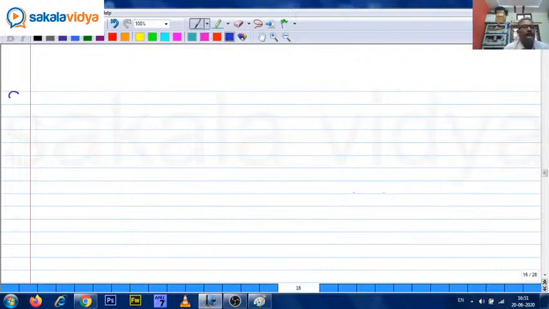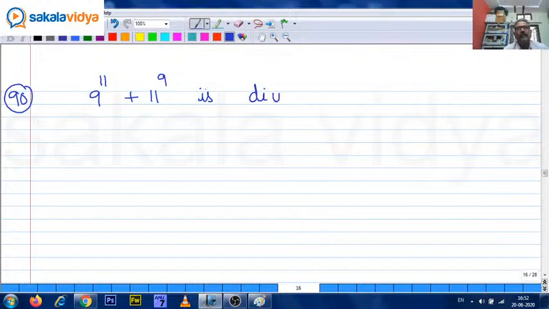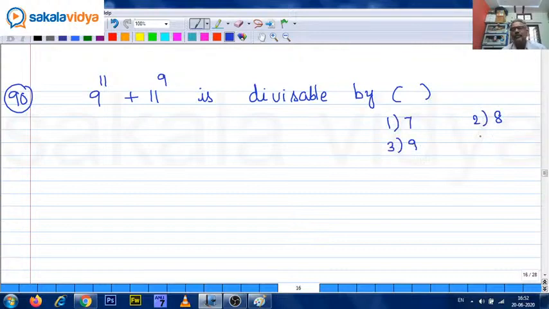90. 9 to the power of 11 plus 11 to the power of 9 is divisible by: first option 7, second option 8, third option 9, fourth option 10.